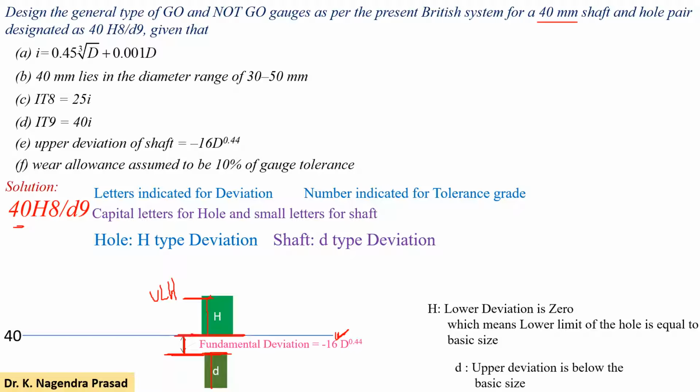Next, we have to observe the numbers. Here it is given H8, which means the tolerance grade for the hole is IT8, and the tolerance grade for the shaft is IT9. So this is IT8 for the hole, and similarly IT9 for the shaft.